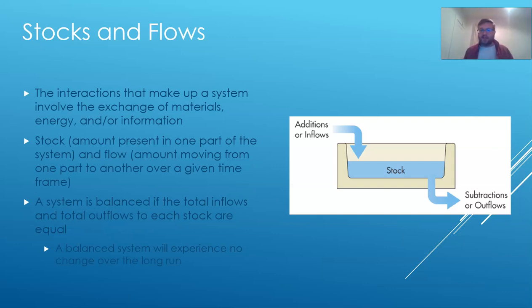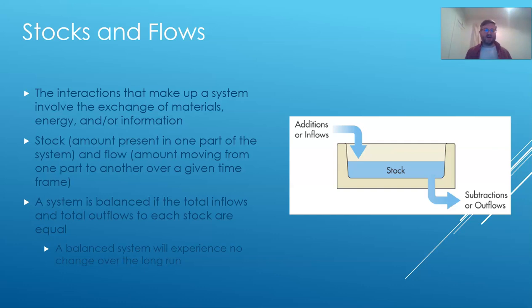So I talked at the very beginning about stocks and flows, and so this is one of our major ways of understanding systems. So the interactions that make up a system, the way that the different parts of a system connect to each other, typically involve the exchange of materials, energy, and or information. So there is stuff of some sort moving from one part of the system to another. And so if we are tracing the movement of those materials, energy, or information, we can look at those in terms of stocks and flows.